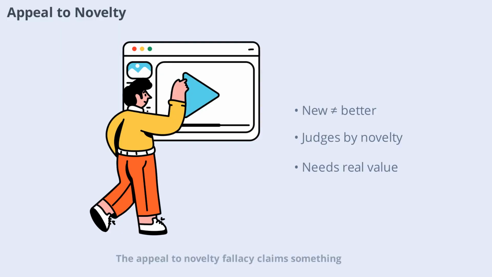The appeal to novelty fallacy claims something is better simply because it's new or modern. For example, this is the latest technology, so it must be the best. New doesn't always mean improved. It's important to judge ideas and products on their actual value, not just their novelty. Being aware of this fallacy helps us make more balanced decisions.